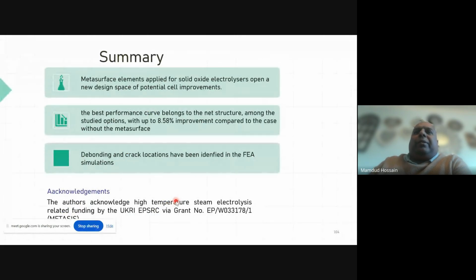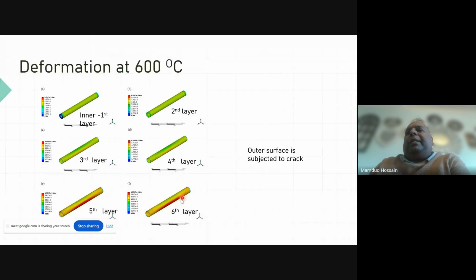So at the end, what you can say is that we have developed a new electrolyzer design that actually performed really well compared to what is there in the literature. Also, we have used surface structure modification, putting metasurface, and that also improved the performance by 10%, roughly 8.58%. And if you look at the high temperature process, we have seen this material is still debonding and cracking, and that is observed both in experiment and in finite element modeling. We can see there is a lot of deformation happening and cracking happening on the surface.